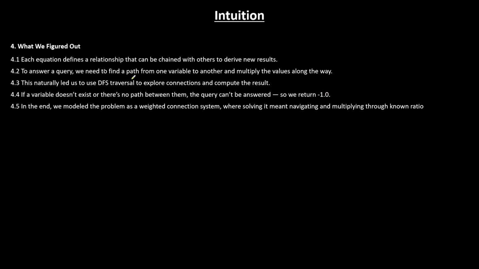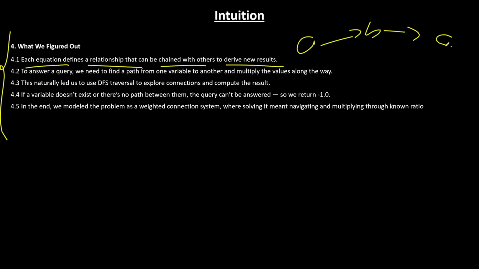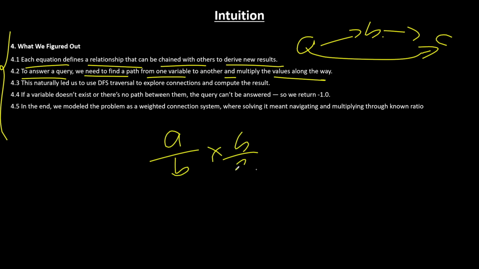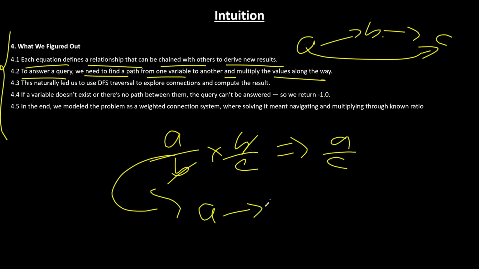Okay, so what did we figure out from the problem? Each equation defines a relationship that can be chained with others to derive a new result. Chain means A can be derived to B, B is derived to C, then from A to B to C, we can get A and C as a path. To answer a query, we need to find a path from one variable to another and multiply the values along the way. It is basically what we saw: multiplying these values and getting A by C, and converting into a graph. A goes to B goes to C, and we have to multiply while we traverse, right? That is what we understood.